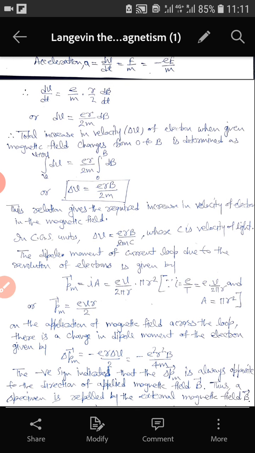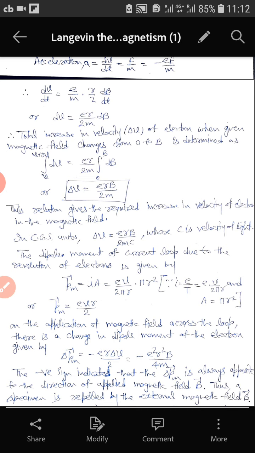Then we'll calculate the dipole moment of the current loop due to the revolution of the electron around the nucleus. PM will be I into A, and I is the current, which is E by T, where T is the time period, equal to 2 pi r by V. So when we substitute that in this equation, and A is the area of the current loop, the magnetic dipole moment of the electron revolving in that loop will be EVR by 2. On the application of a magnetic field across the loop, what will happen?